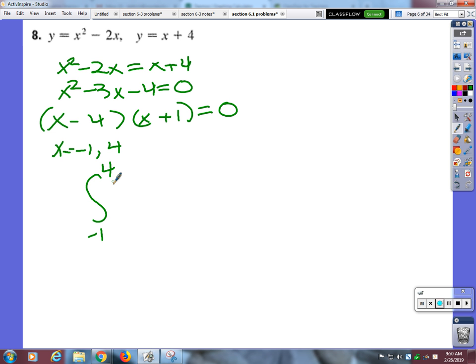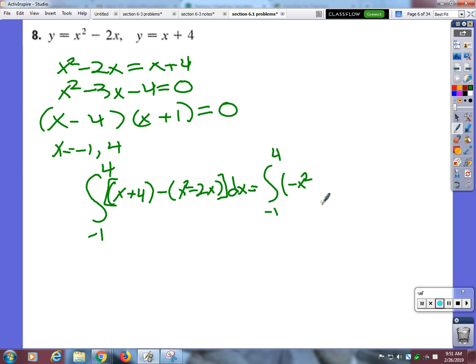Anybody want to make a guess who's on the top? I think that this parabola is opening up, so it's probably on top. So I'm going to combine some like terms and go negative x squared plus 3x plus 4. And then you guys can work that antiderivative from there on your own. Let me know what you get.